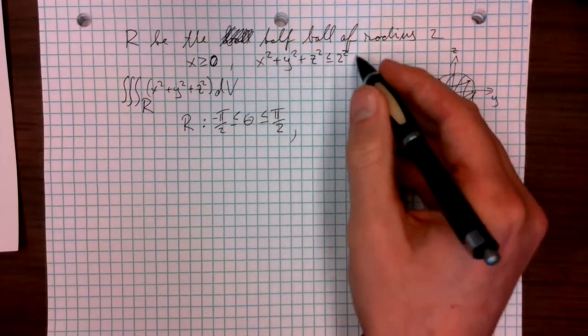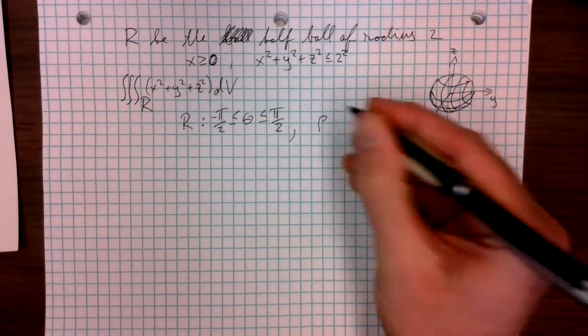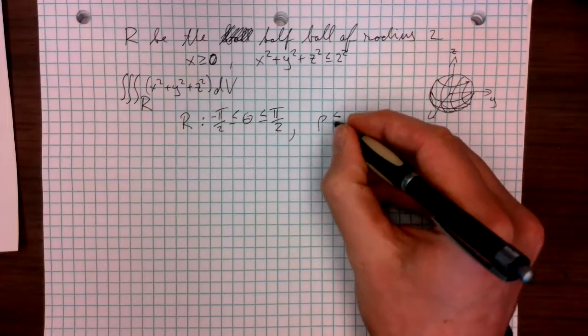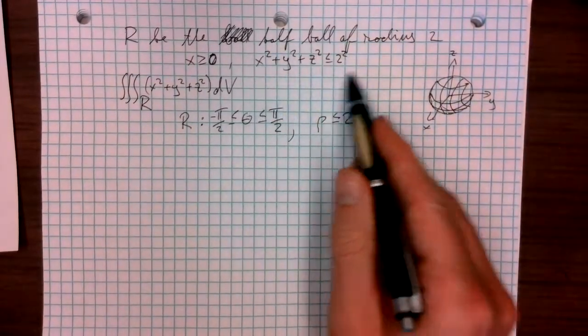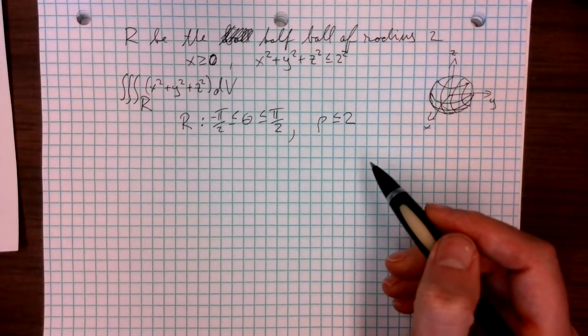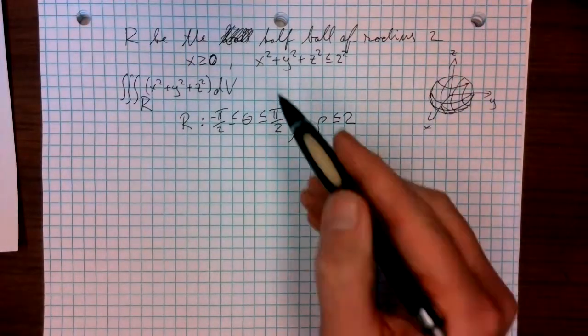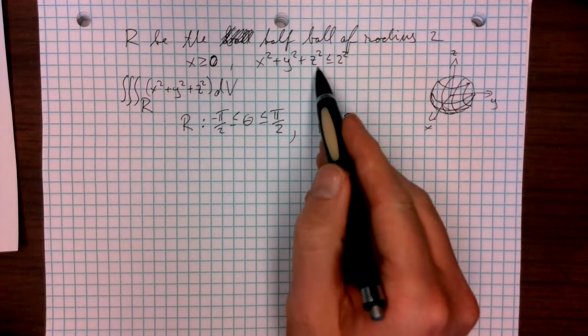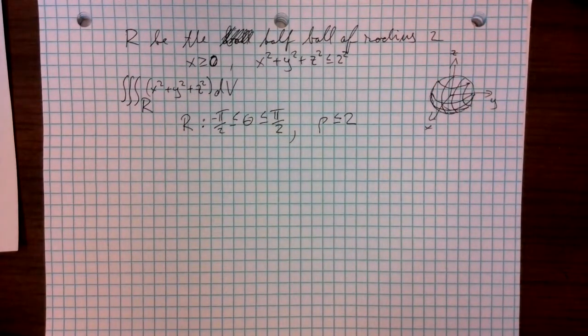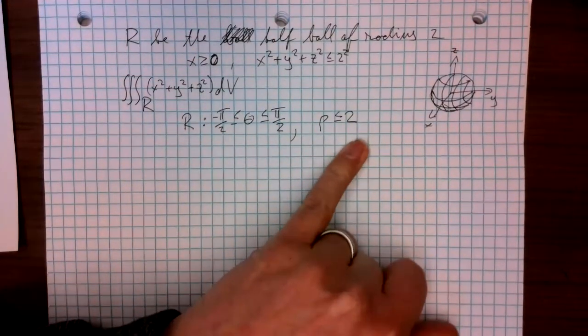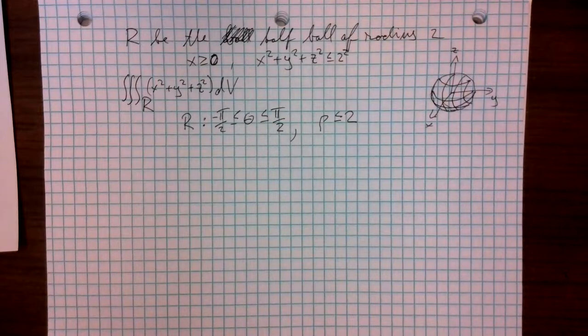And what does this other inequality mean? Well, this is where rho is less than or equal to 2. This is the distance from the origin squared, and we're saying that the distance from the origin squared is less than or equal to 2 squared, so the distance from the origin is less than or equal to 2. It's everything inside.